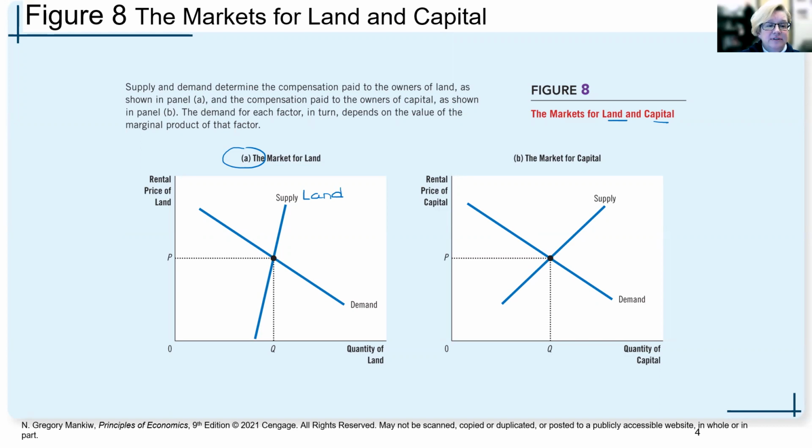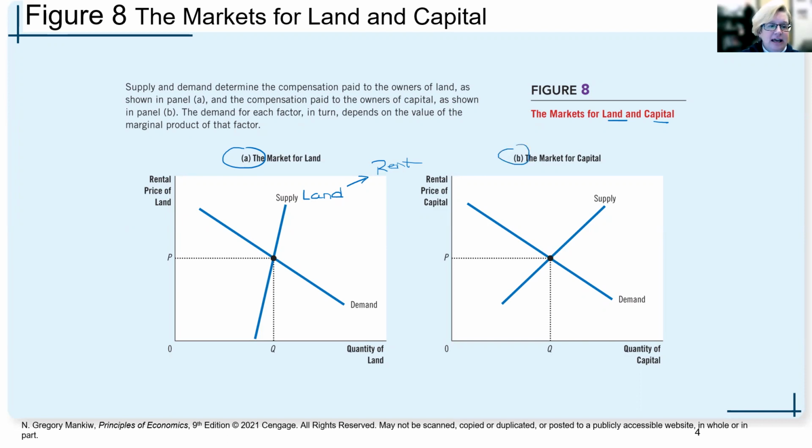Now, the supply of land is going to come from households. And remember, we sell our land, maybe rent out our land in return for rent. Okay. The demand are going to be those business people that want to use that land to perhaps grow apples. Okay. The market for capital we have over here.